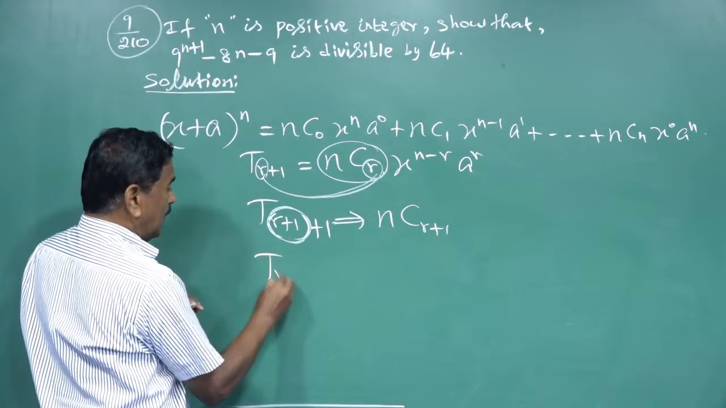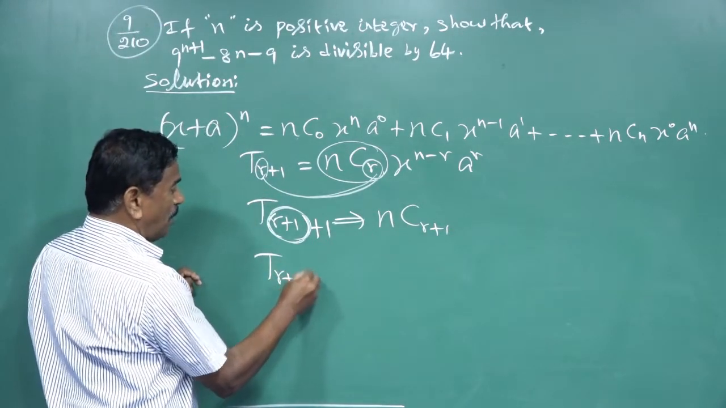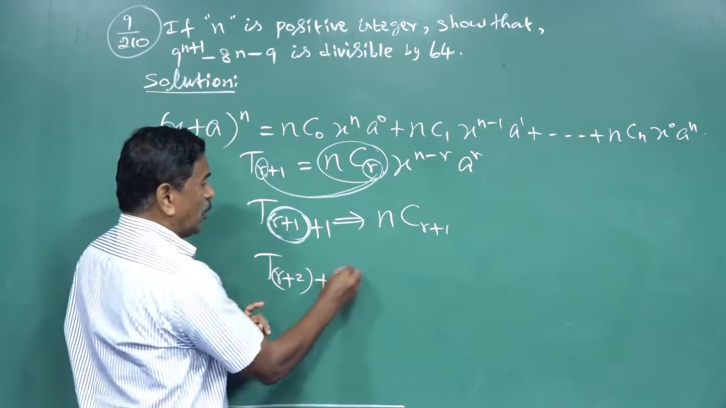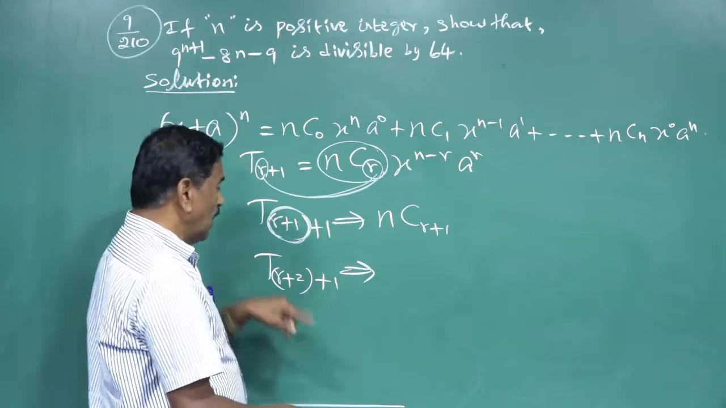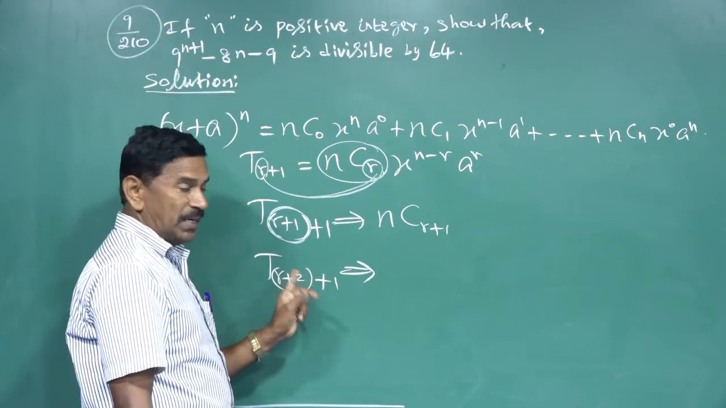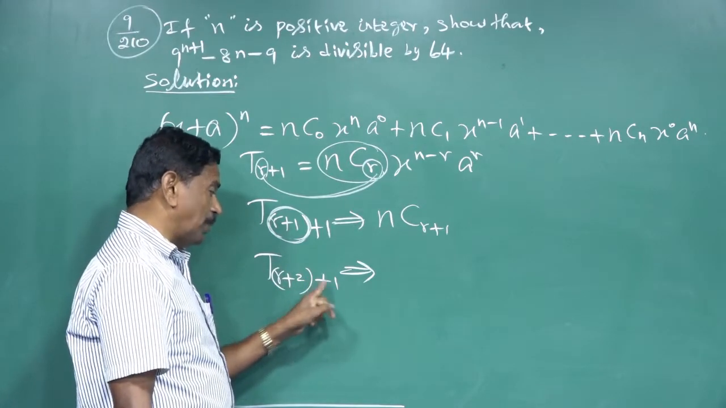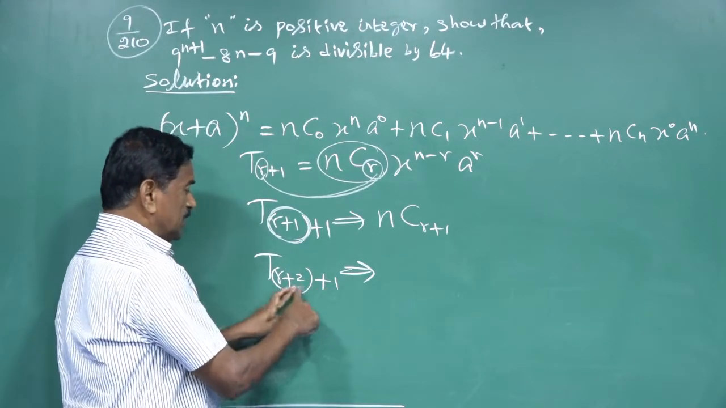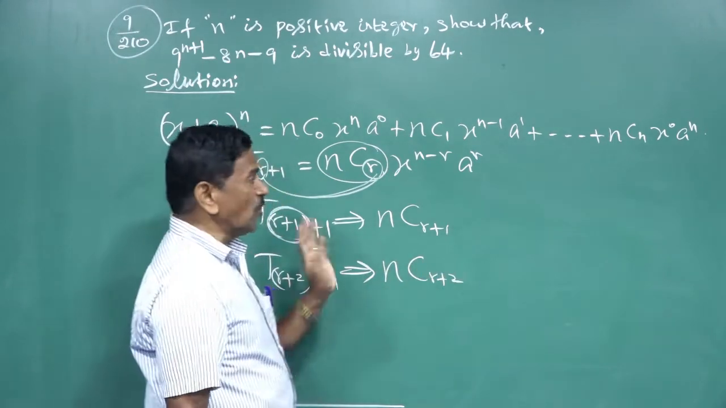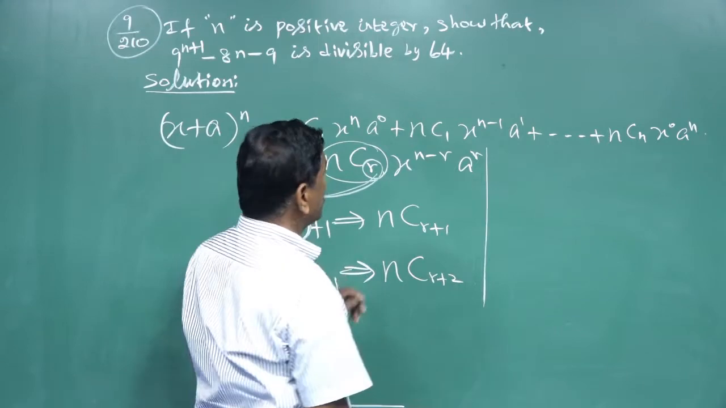Similar idea. Suppose T(r plus 2 plus 1). So remember, forget this plus 1. Can you tell me the coefficient? Yes. The coefficient of T(r plus 2 plus 1): that is 2 plus 1 equal to 3. This 3 can be rewritten as 2 plus 1. That's all. Its coefficient is given by nC(r plus 2). Likewise. Okay, remember some more formulas.